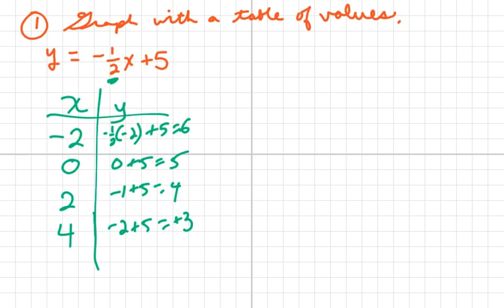So let's graph those. So we have -2, positive 6. We have 0, 5, 2, 4, and 4, 3. And then you'll know that you did it right because they're all in a straight line.